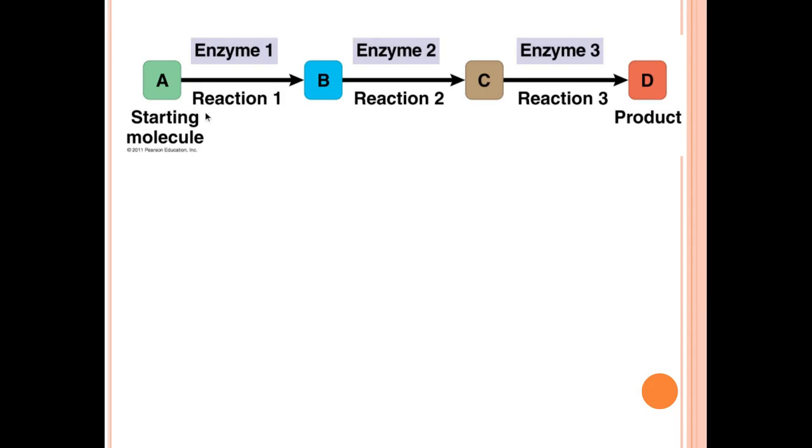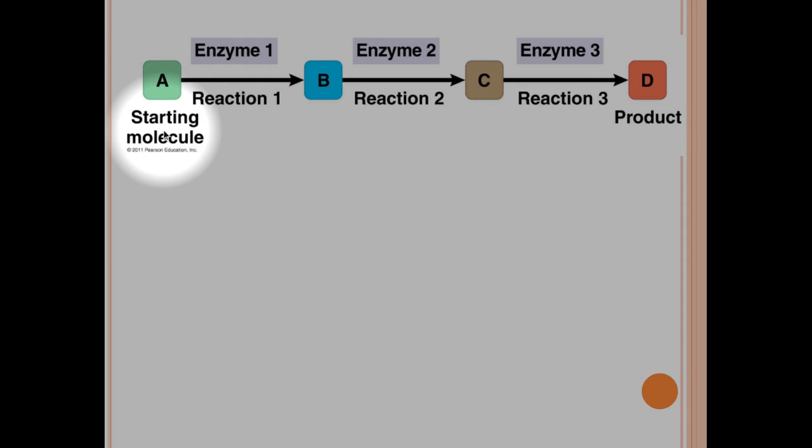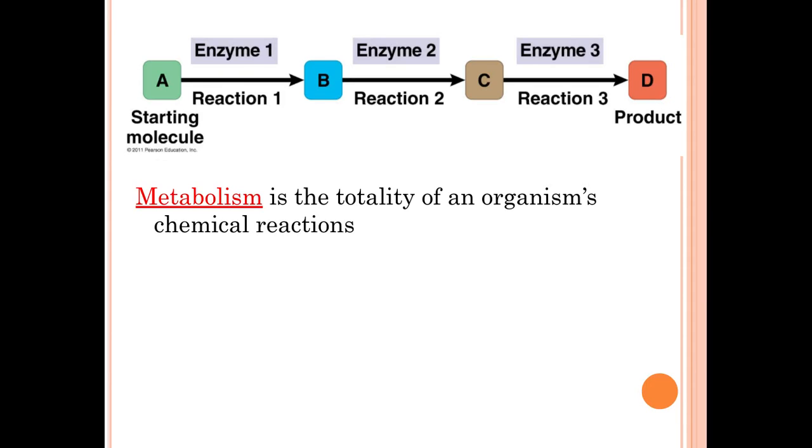When we talk about chemical reactions, we're talking about having a starting molecule and then having a product, getting from A to D. However, we have intermediates like B and C that also have to be made in order to get to D. So we have a starting molecule A that needs to go through a reaction to get to B, a reaction to get to C, and a reaction to get to D. These reactions are all catalyzed by an enzyme for each step, a different enzyme for each step.